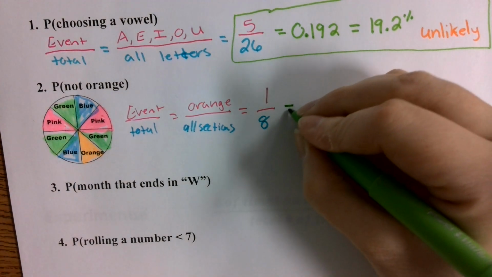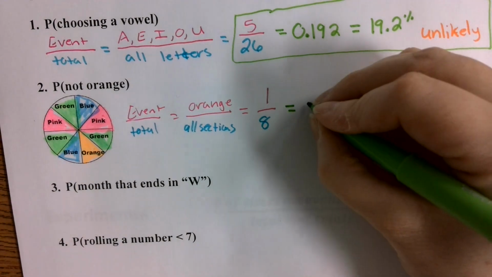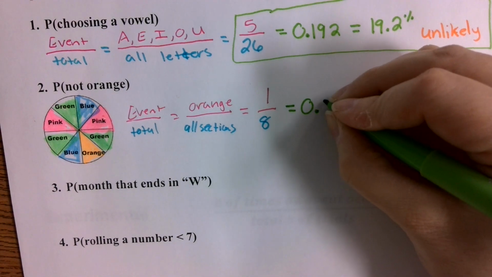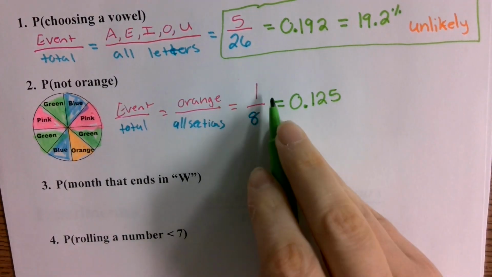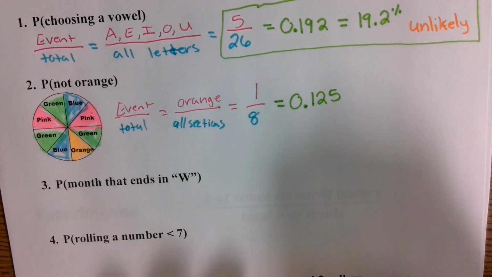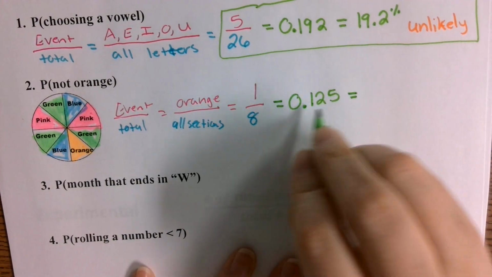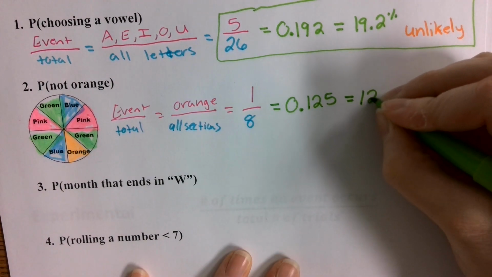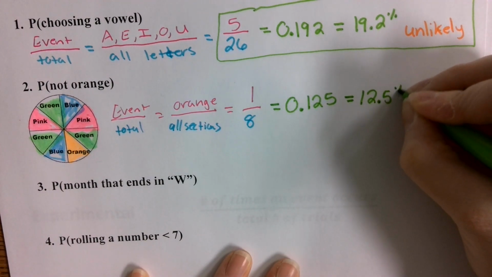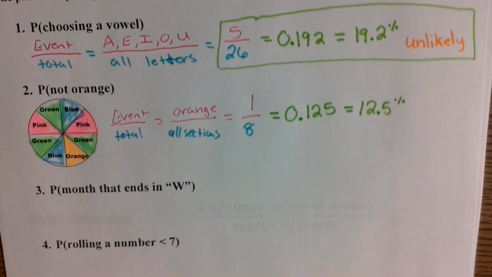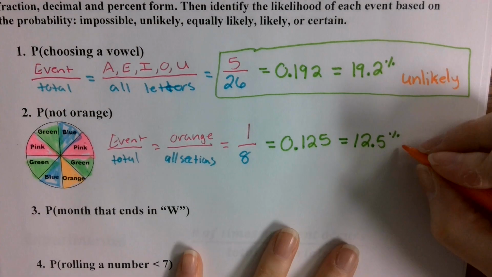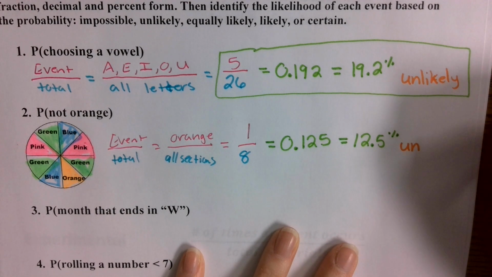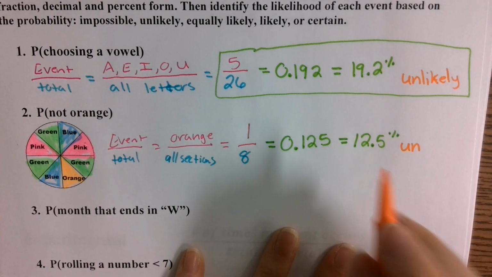If we were to convert that into a decimal, that's going to be 0.125. If you do 1 divided by 8, you're going to get 0.125. If you multiply that by 100, that gives you 12.5%. What kind of likelihood is that? Unlikely. It's not impossible. Impossible means it's 0. Is that 0?